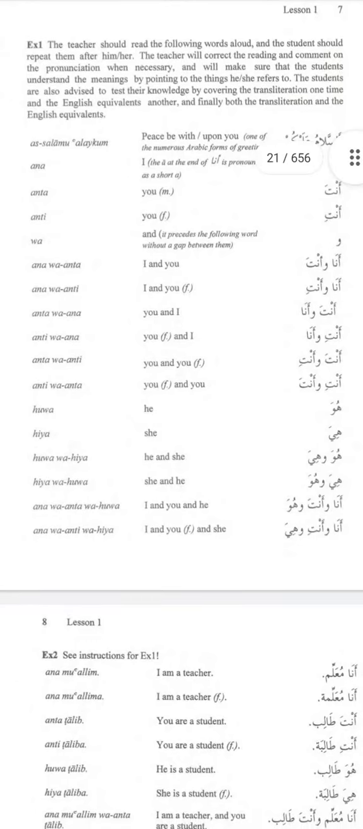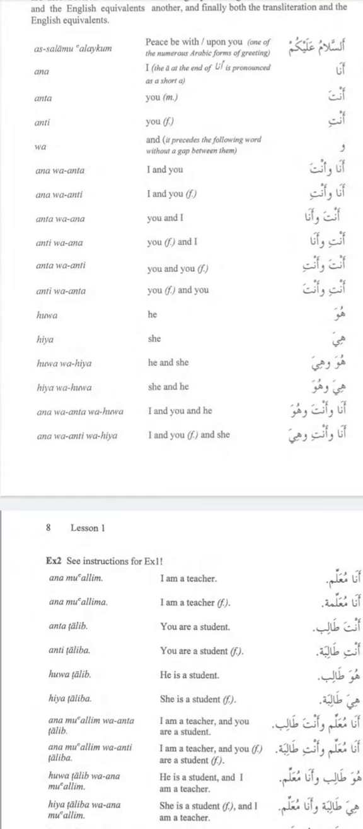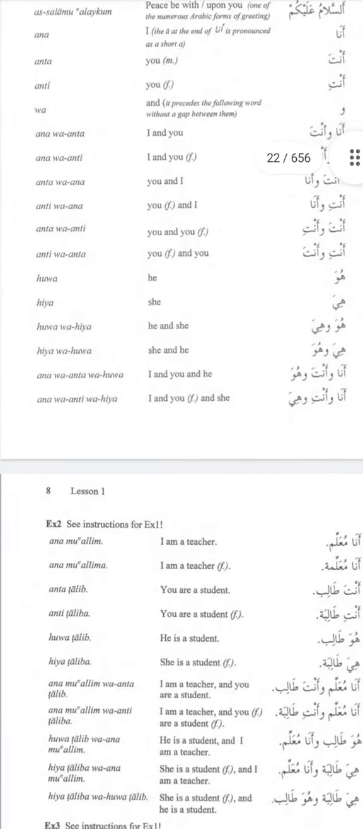Huwa, he. Hiya, she. Huwa wa hiya, he and she. Hiya wa huwa, she and he. Ana wa anta wa huwa, I and you and he. Ana wa anti wa hiya, I and you and she.